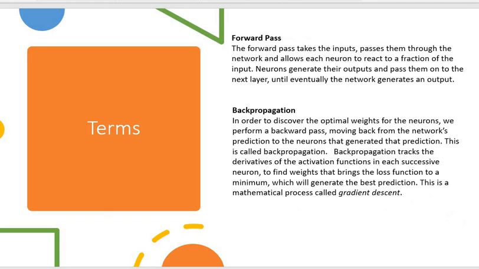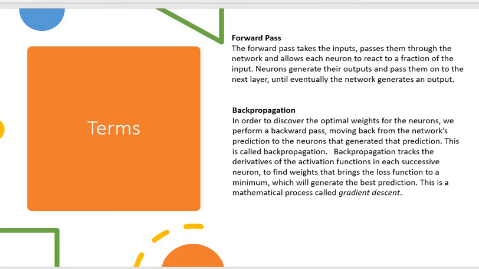Let's dive a little deeper into the forward pass and the backpropagation. The forward pass takes the input, passes it through the network, and allows each and every neuron to react to that input. Then comes the backpropagation. In order to discover the optimal weights of the neurons, we perform a backward pass, moving back from the network's prediction to the neurons that generated the prediction. This is called backpropagation. Backpropagation tracks the derivative of the activation functions in each successive neuron to find the weights that bring the loss function to a minimum, which will generate the best prediction.